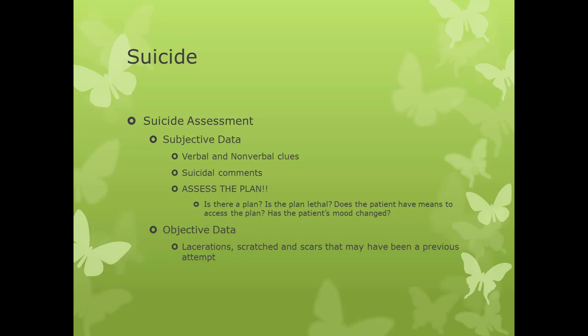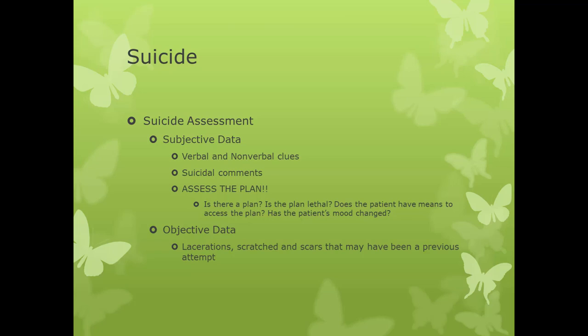Does the person have means to access this plan? So if this person's plan is to take 30 Vicodins, but they have no way of getting 30 Vicodins, it's still very important to investigate, but the plan is not as pressing or as urgent as if they had access to the 30 Vicodins. And then one other thing is, has their mood changed? Did they go from being extremely flat and depressed to now seeming a little bit happier, because maybe they're thinking a little.